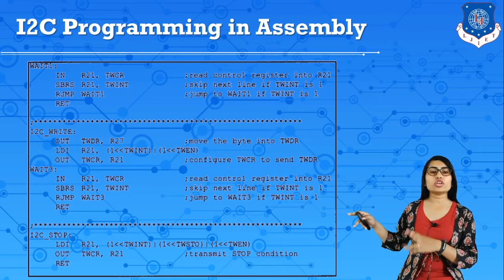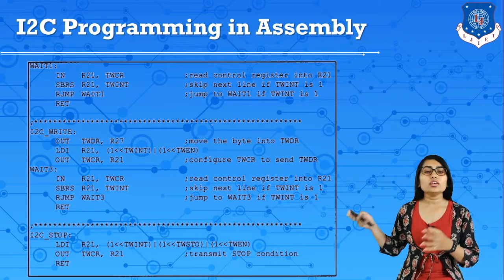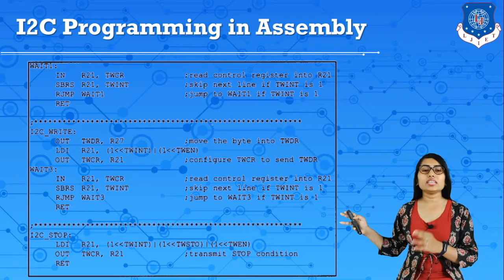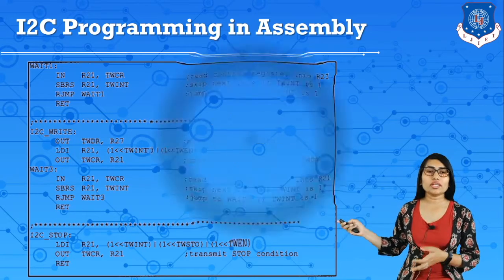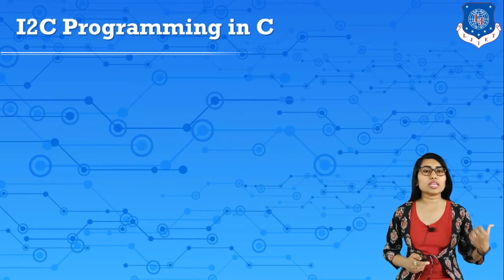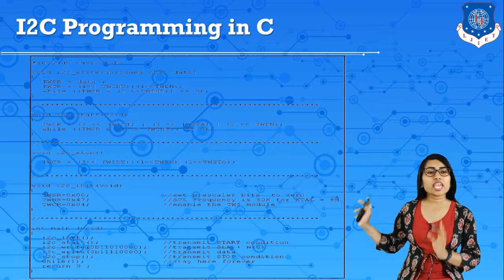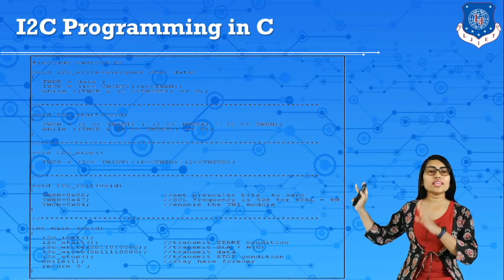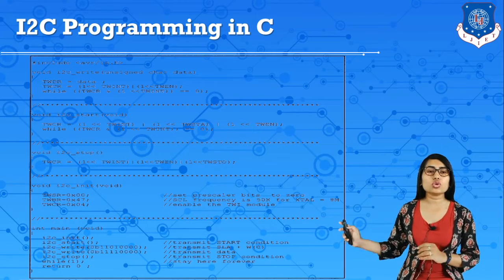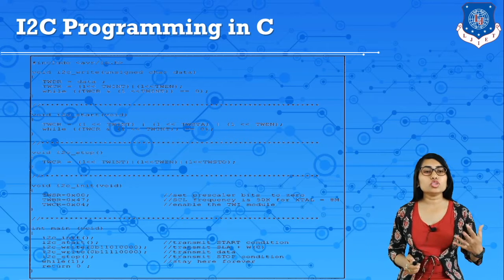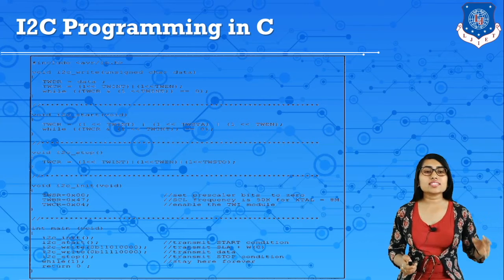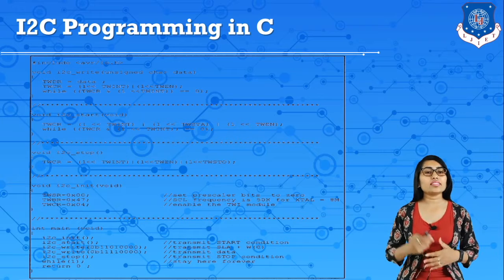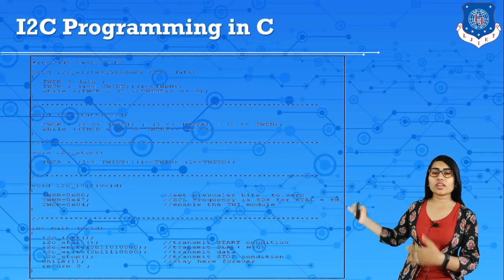And last is stop. For the stop condition, make TWINT, TWSTO and TWEN equal to 1 for a stop condition. So this is I2C programming in assembly. Now for C, the same conditions are written in C programming like this. We just enable TWCR for the start condition, then initialize, then the write condition, and then for the stop condition we can write like this.